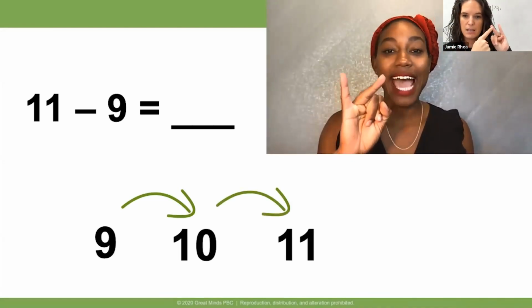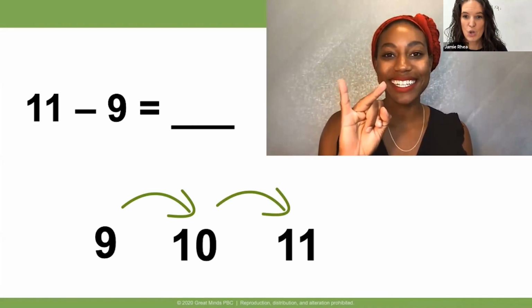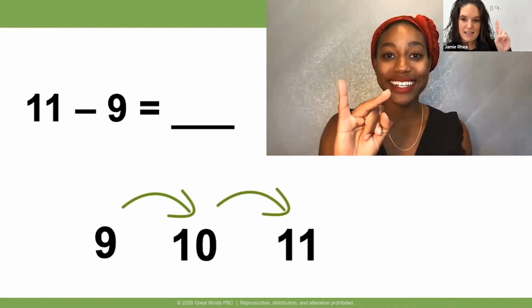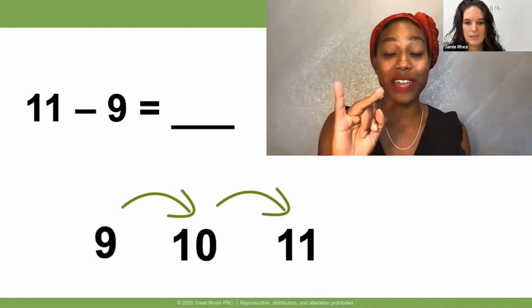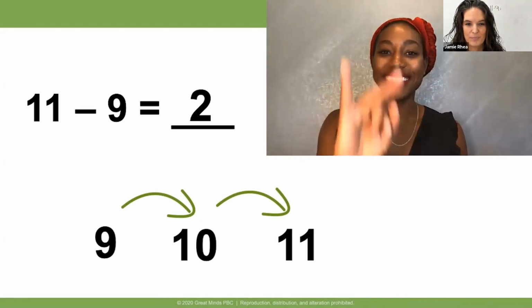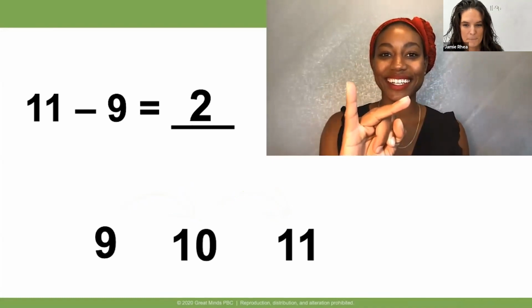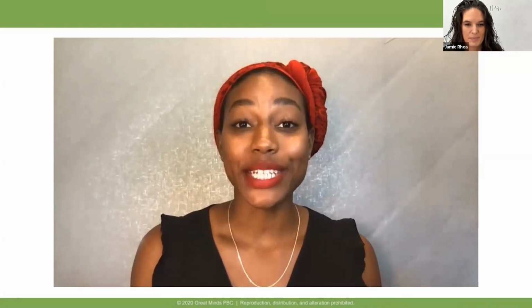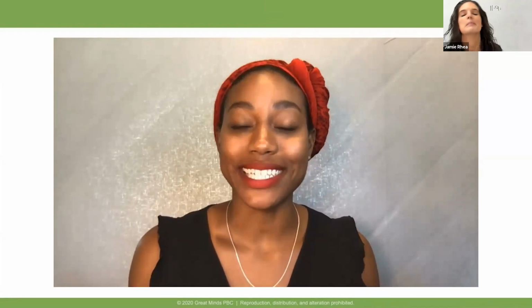How many did I need? How many fingers is that, mathematicians? 2. 9, 10, 11. When we counted on, we saw 11 minus 9 equals 2. The count on strategy was fairly easy to solve 11 minus 9.